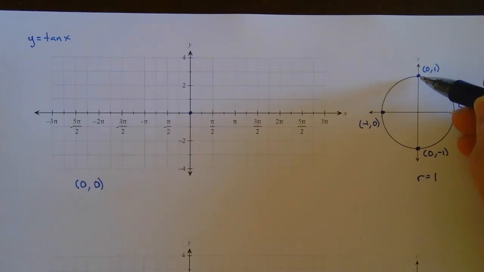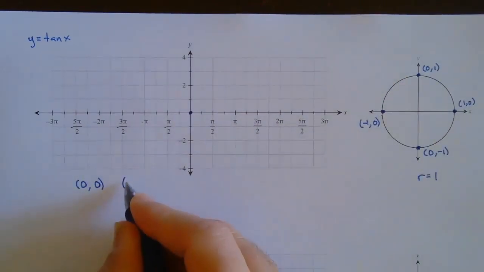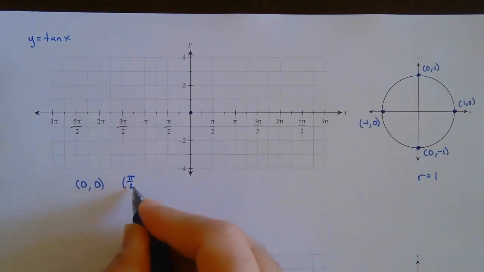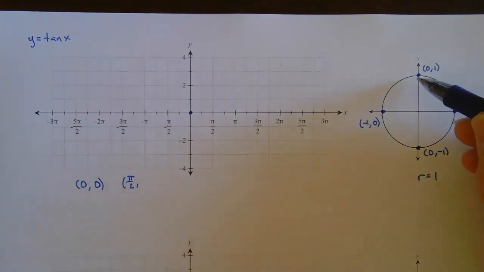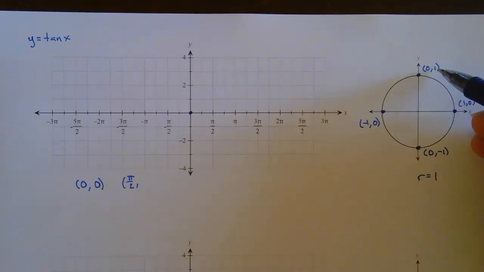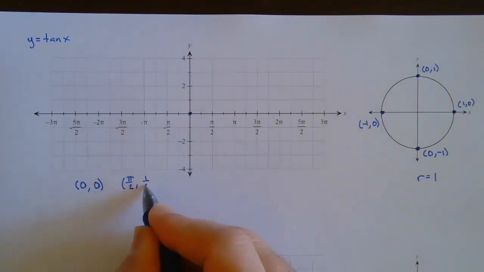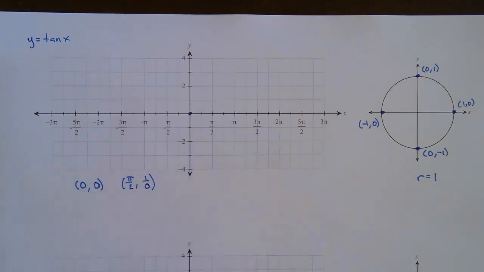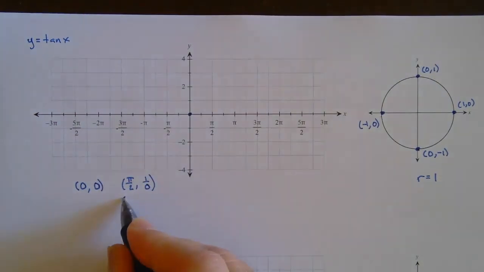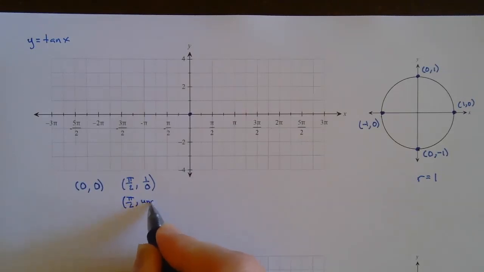Okay. Now, what if I go to the next one, right? The next angle, if I go in the counterclockwise direction with a positive angle of rotation, that would put me right here at pi over 2. And at pi over 2, I'm going to do the tan ratio. Well, it's y over x, right? So it'd be this y over this x, so it'd be 1 over 0. There's a problem with this. What's 1 divided by 0? It's undefined, right? So this is pi over 2, comma, undefined.